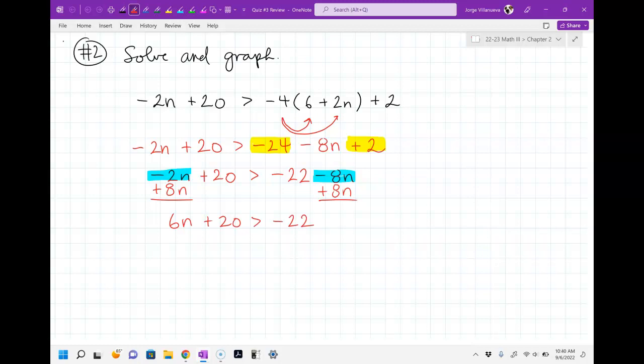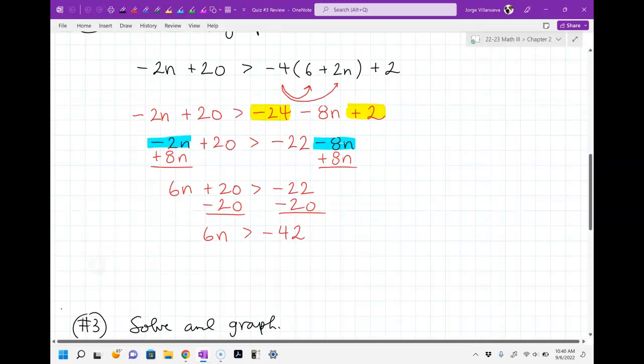Again, remember, all we're doing is basic algebra. We're moving things left and right by adding or subtracting, right? So we're hoping that you're not going to have any struggles with those things. Now, let's get the 6n by itself. So what do I move next? The 20 by doing subtract, right? Minus 20. So that's going to give me 6n greater than negative 42.